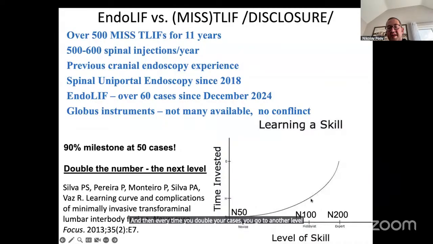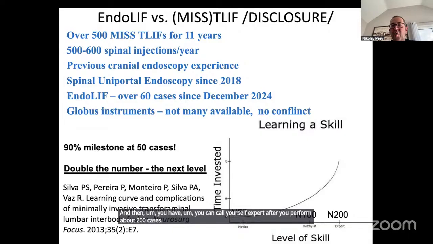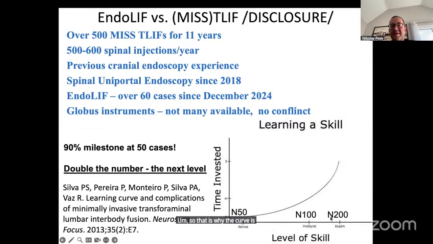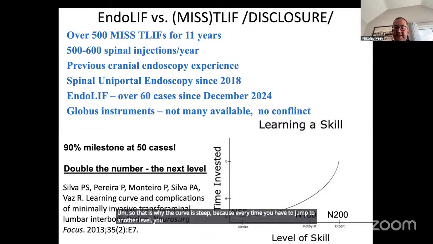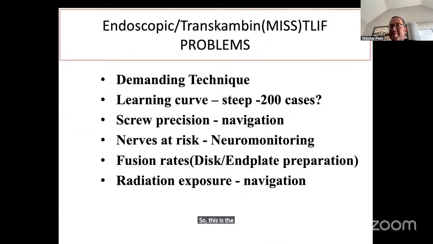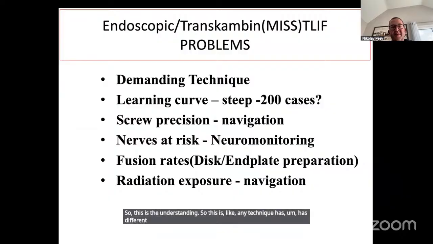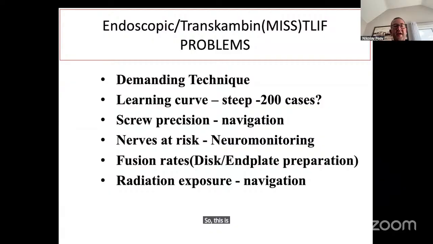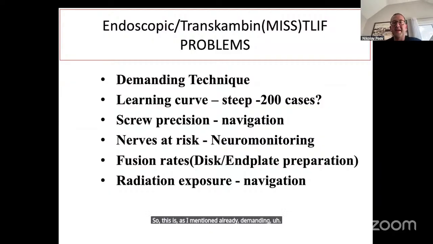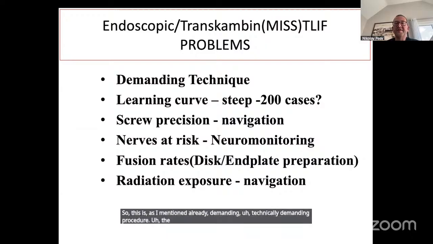So if you do 100 cases, you have a good understanding, but you still call yourself a hobbyist. And then you can call yourself an expert after you perform about 200 cases. So that is why the curve is steep, because every time you have to jump to another level, you have to double your cases. So this is the understanding. Any technique has different problems. As I mentioned already, this is a technically demanding procedure. The learning curve is steep and requires a good number of cases.